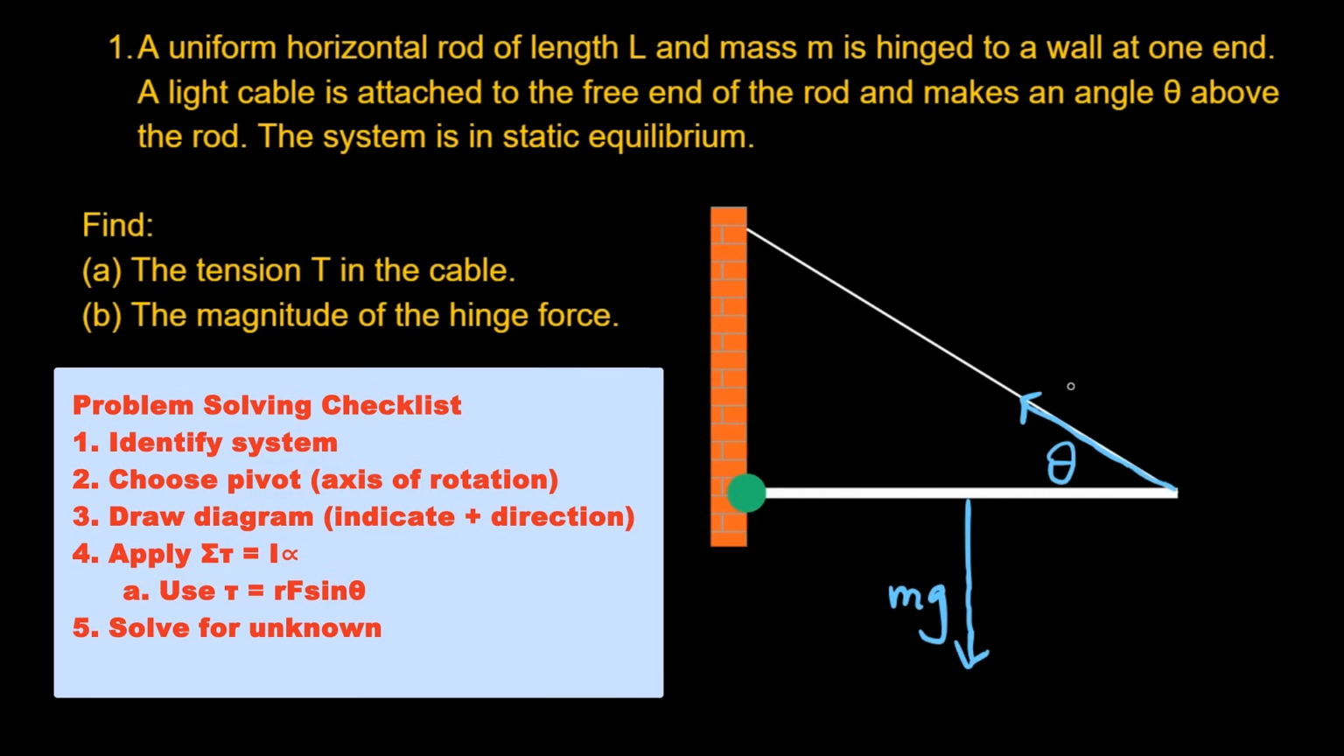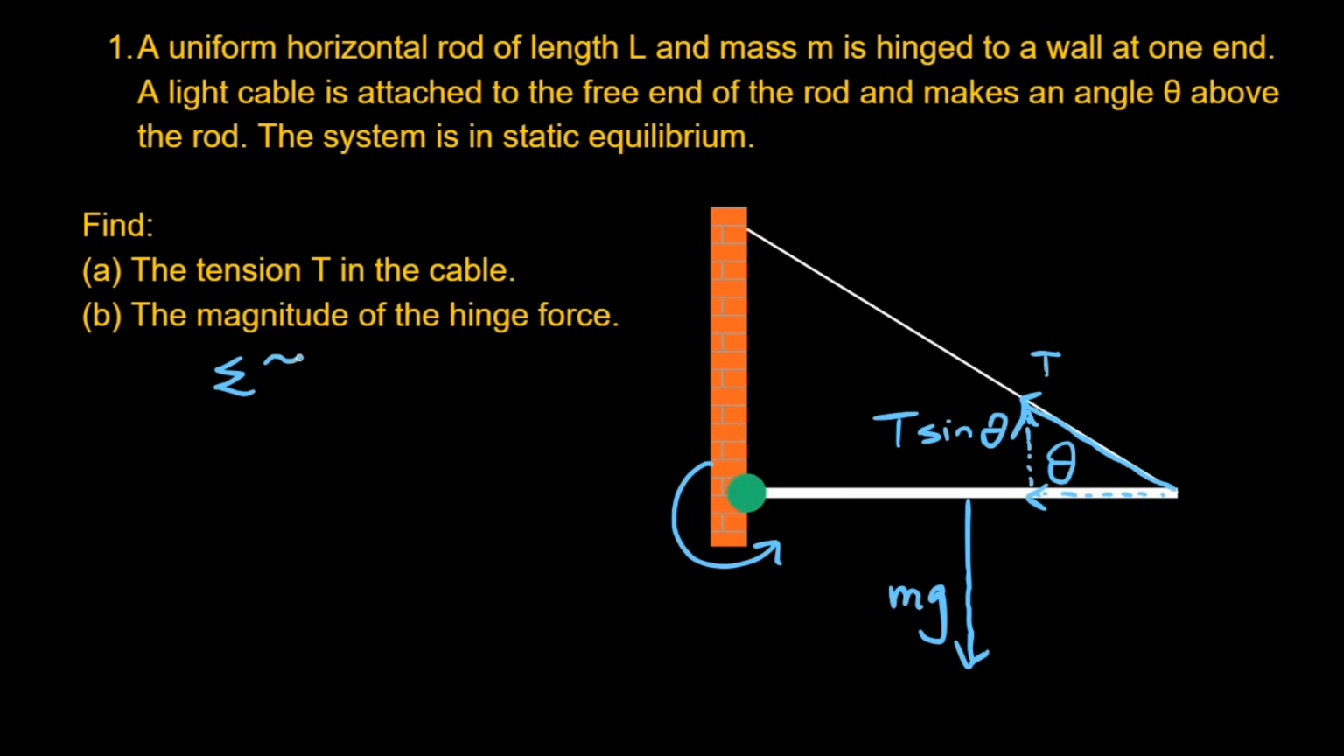Because this rod has mass, it's going to have a gravitational force pulling down on it, so we have mg. The other force exerting a torque on the rod is going to be the tension force. Now, the tension force is at an angle, and only the perpendicular component of the tension force will be exerting a torque. And because this component is opposite of theta, it's going to be T sine theta. We're going to define our positive direction in the counterclockwise direction.